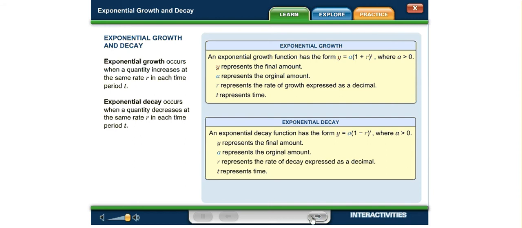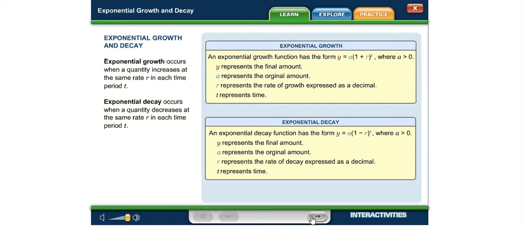Exponential growth and decay. This comes from investigation 11 on page 749. As long as we have an interactivity here to use, we will go through the material. Exponential growth occurs when a quantity increases at the same rate r in each time period t.